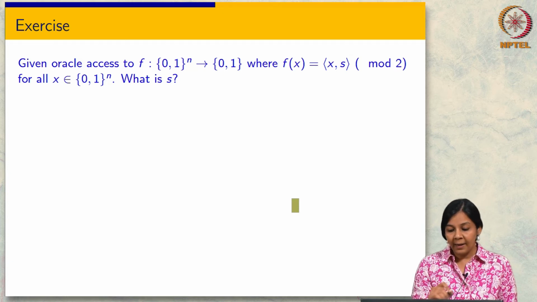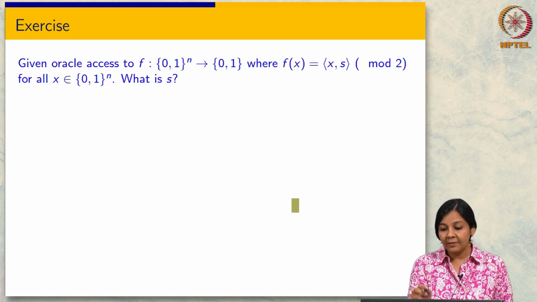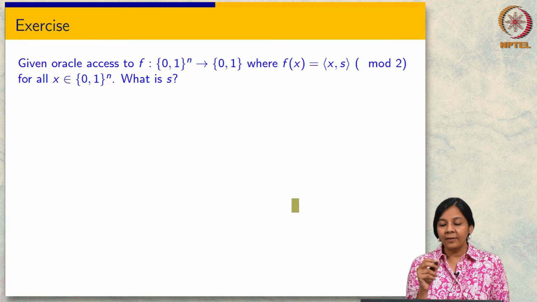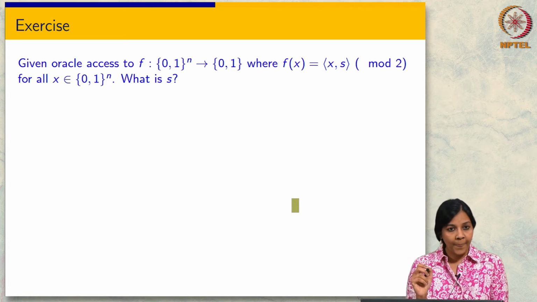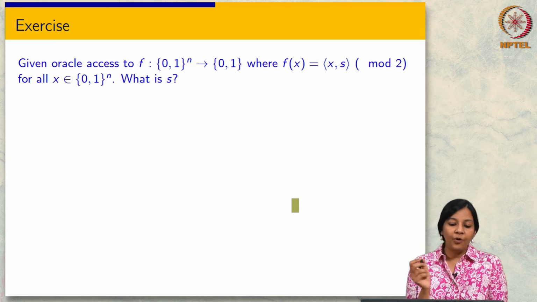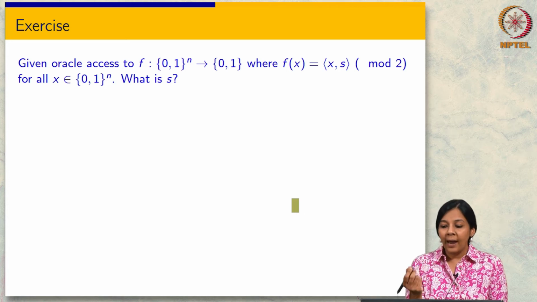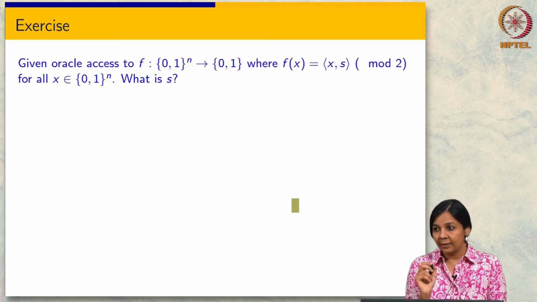So once again I am given oracle access to this function f. At this time it's an n-bit input and single-bit output function, and the promise that I have is that f(x) is x inner product s mod 2. Okay, and this is true for all x. So for every x, the function output is x inner product s mod 2.